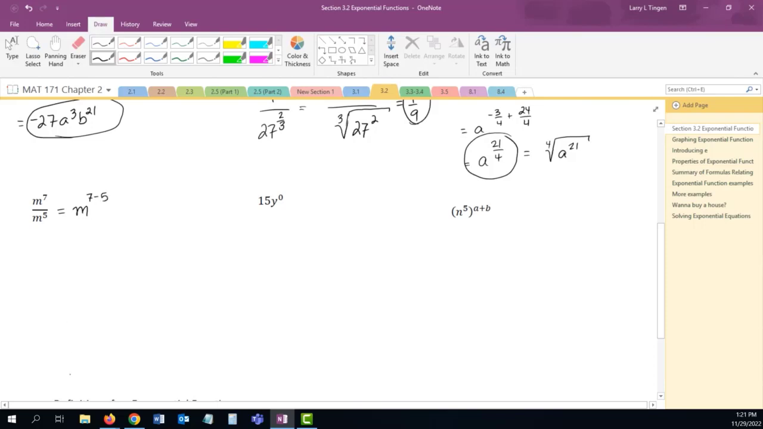M to the 7th divided by m to the 5th is m to the 7 minus 5, which is m squared. If you're wondering why or how that works, if I write this out, m to the 7th is 7 factors of m. M to the 5th is 5 factors of m. 1, all the m's, 3 m's, that's 4 of them, that's 5 of them. All those divide away, leaving me what? M times m, which is m squared.